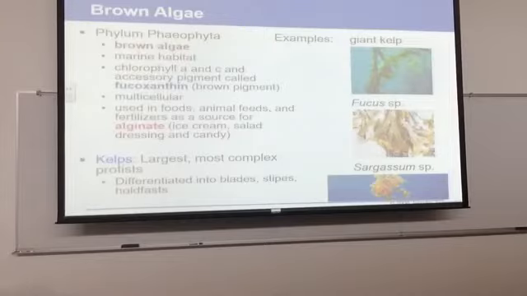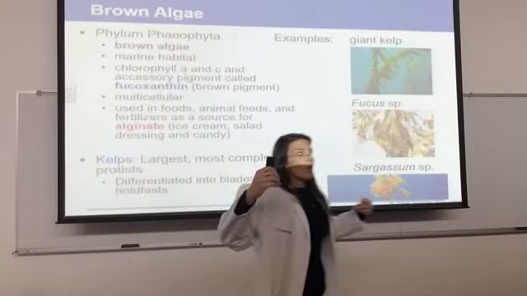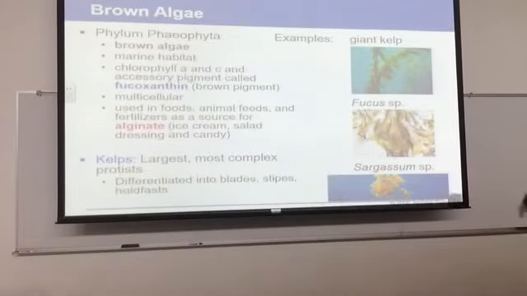This is what makes up our brown algae. Brown algae are usually what we call our large leafy seaweeds. These can grow to 200 meters in height, and I think I've mentioned that before. We found them in a marine habitat. When I say marine, what does that tell you?